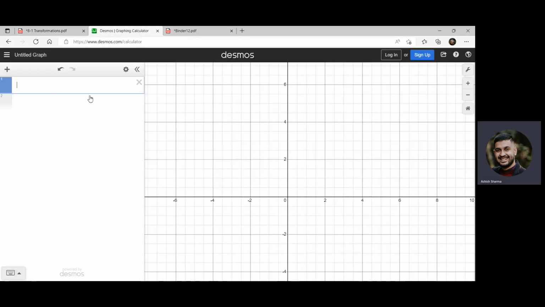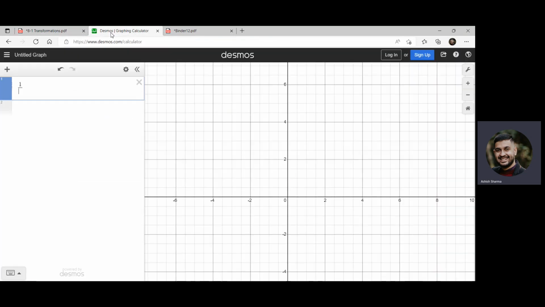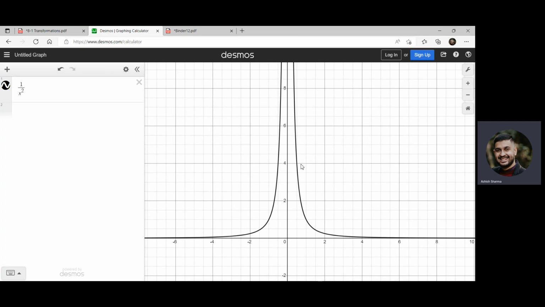And I'm going to just start with the first one. So I've got 1 over x squared plus 2. Let's start off with 1 over x squared. You should be able to recall this from a previous video. That is the graph of 1 over x squared.